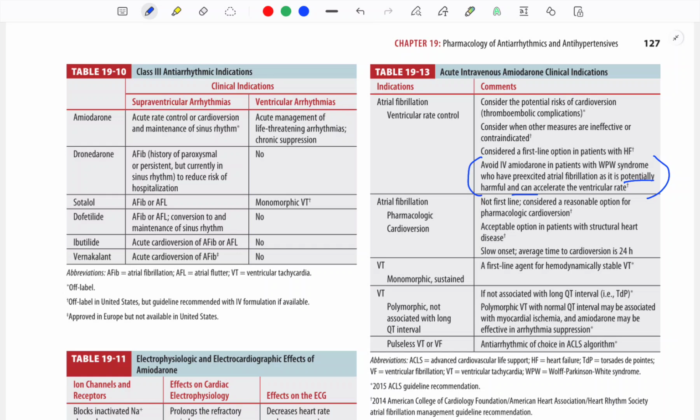So only procainamide is left by this logic. By this logic you can only give procainamide to WPW patients. That's it. In atrial fibrillation, amiodarone is not first line.